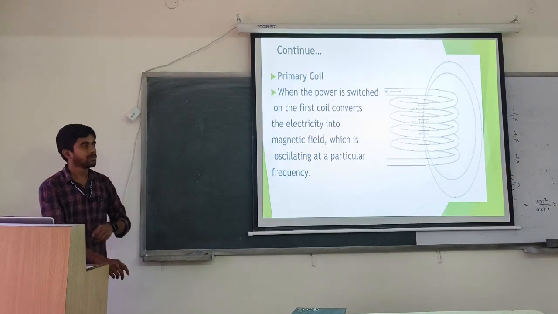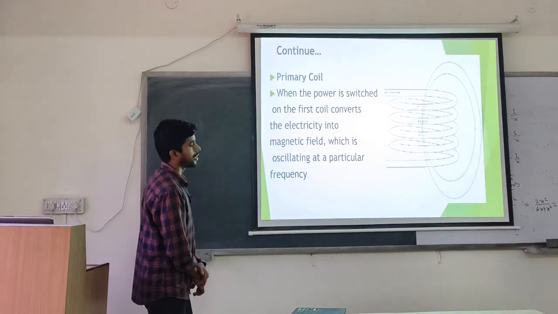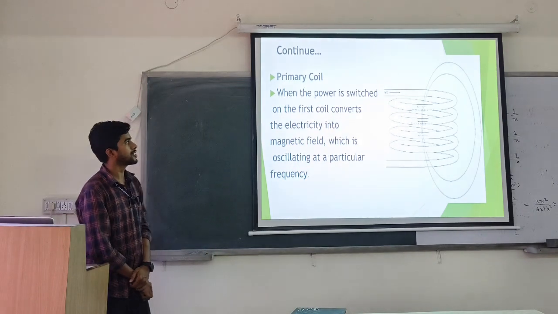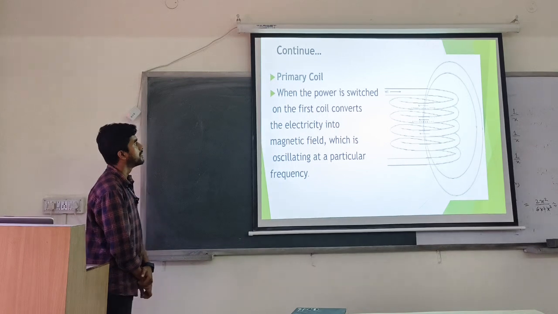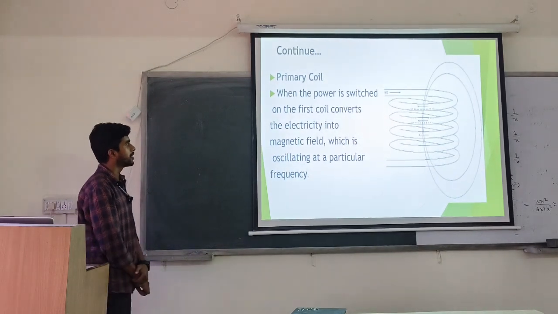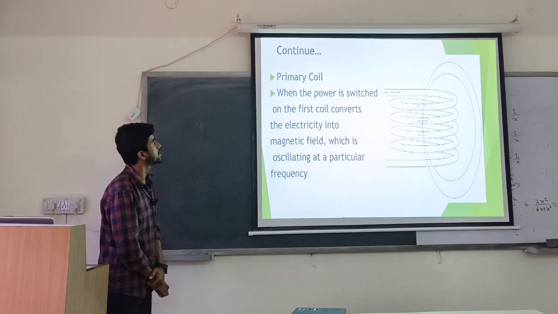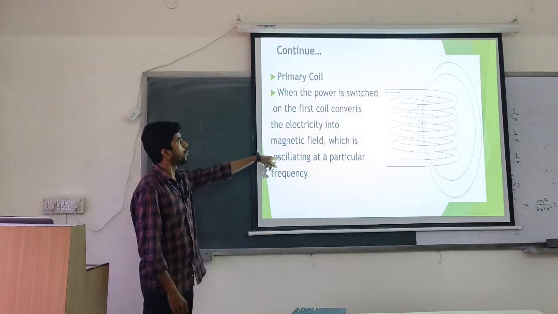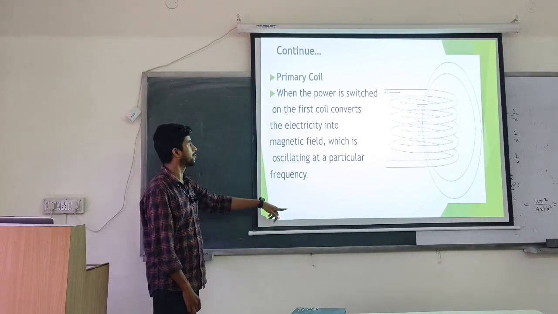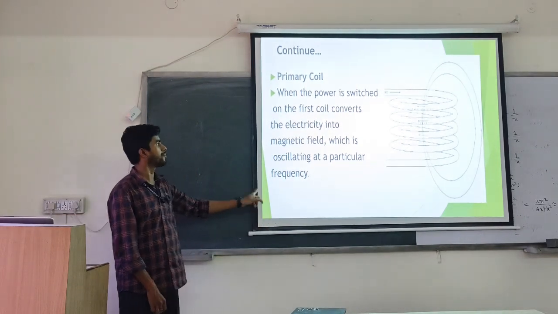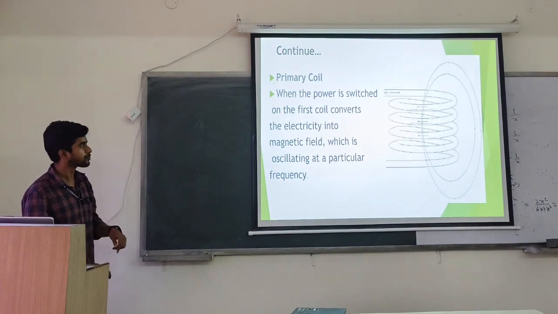So here, now we will see what will happen in the primary coil. There are two coils, one is the primary coil and another one is the secondary coil. In the primary coil, when power is switched on, it converts the electricity into a magnetic field, which is oscillating at a particular frequency. When we apply electric current to the primary coil, the electric current is converted into the magnetic field, and the magnetic field oscillates at a particular frequency.